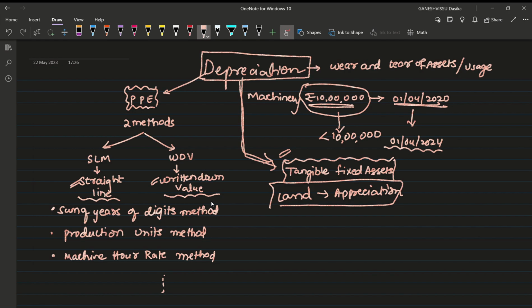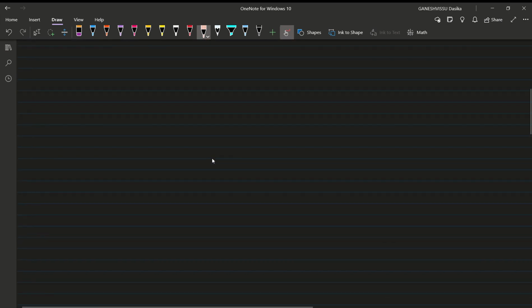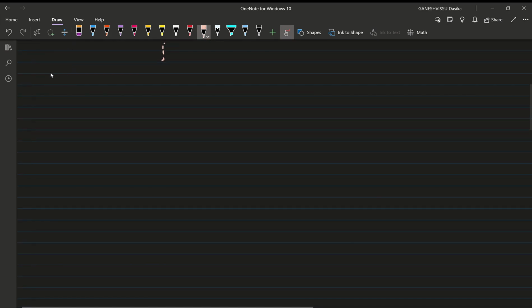Most frequently we are going to use these two methods, which are the straight line method and the reducing balance method. Let us start with the straight line method. But before going to these methods, let us see some journal entries which we are going to use for depreciation accounting.